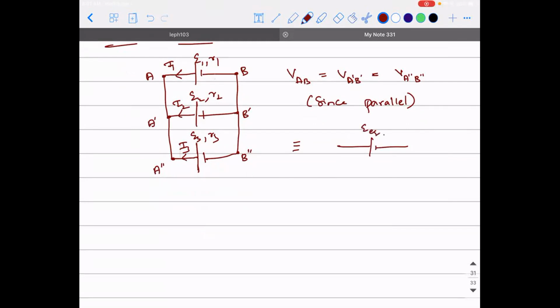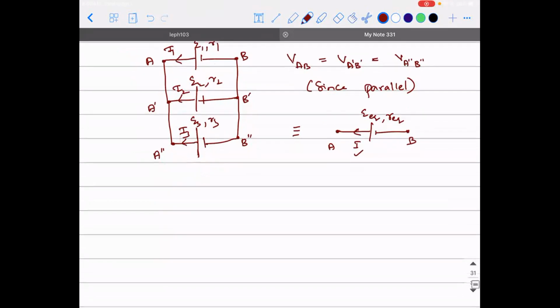And the equivalent circuit for this will look something like this. E equivalent and R equivalent. If I take these two terminals as AB, then the current here, if I take it as I, what is the relation between the current here and I1, I2, I3? We know that I will be equal to I1 plus I2 plus I3.